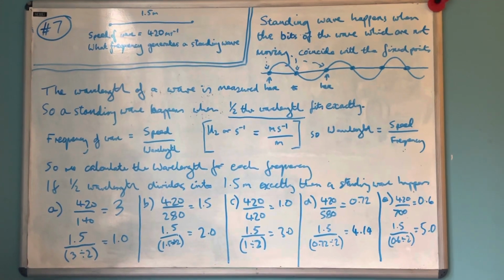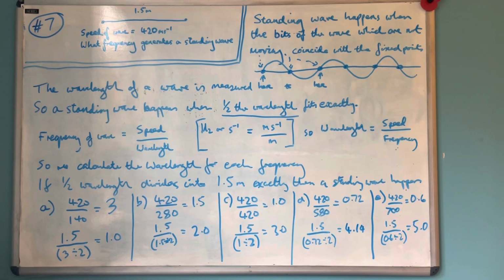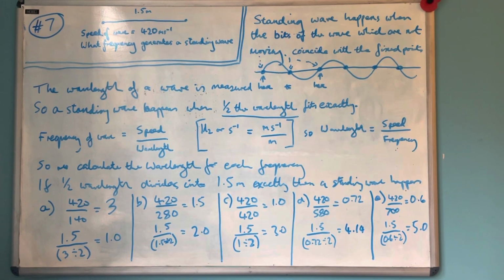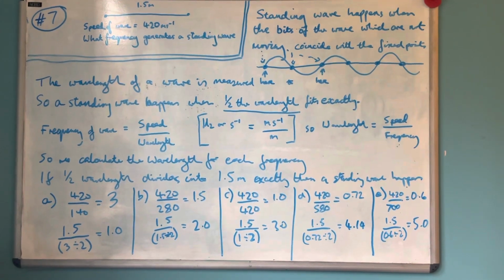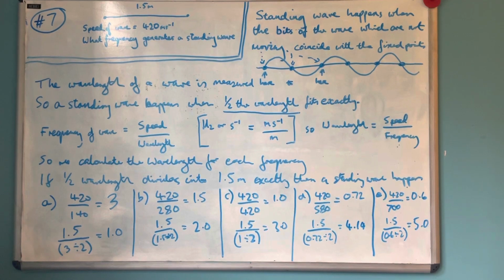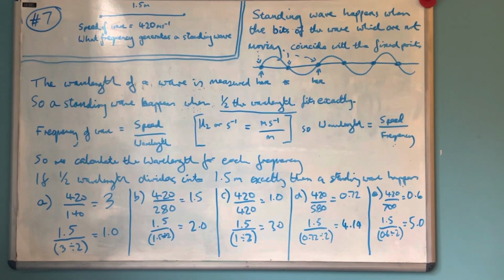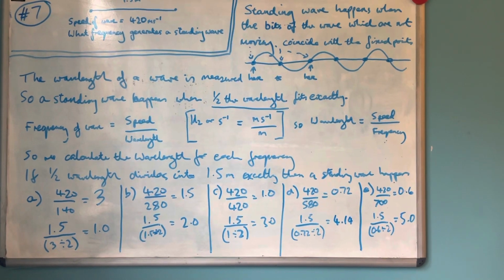B, 420 divided by 280, so 420 is the speed, remember, and that's one of the constants that they gave us, divided by 280 equals 1.5. This is sounding positive, so 1.5 divided by 1.5 divided by 2 is just 2.0, so again, standing wave occurs.